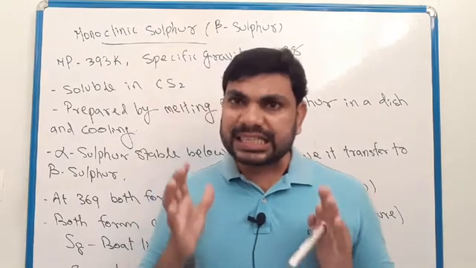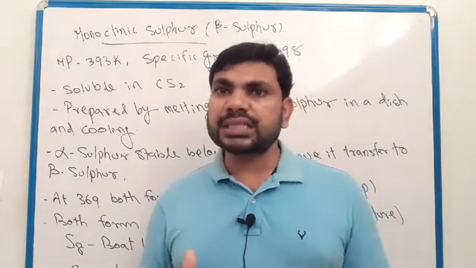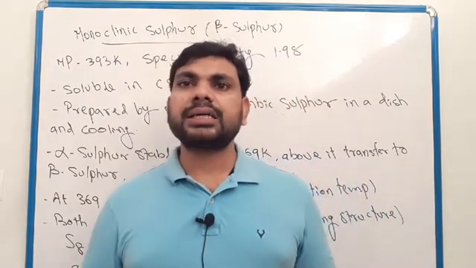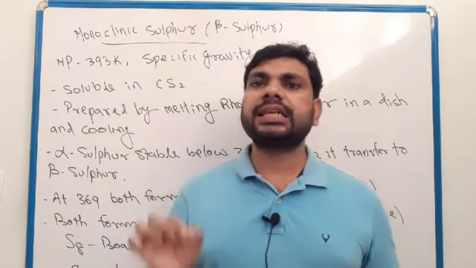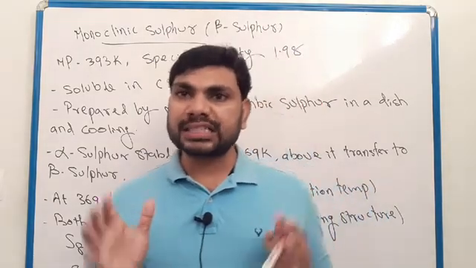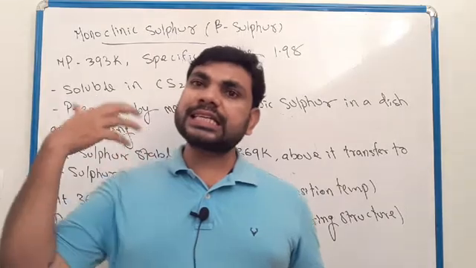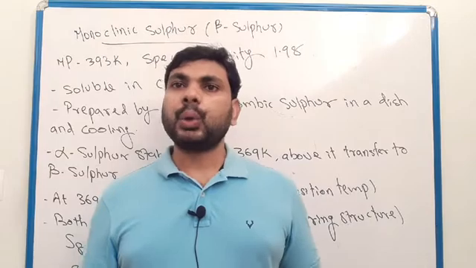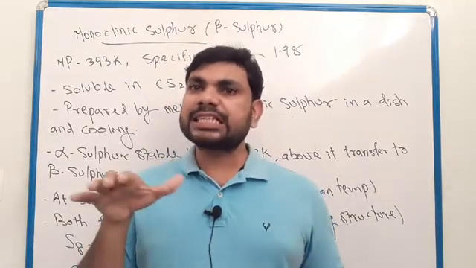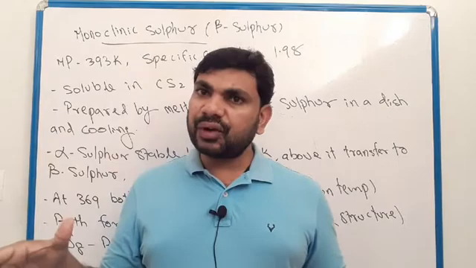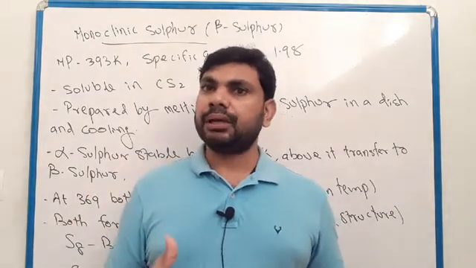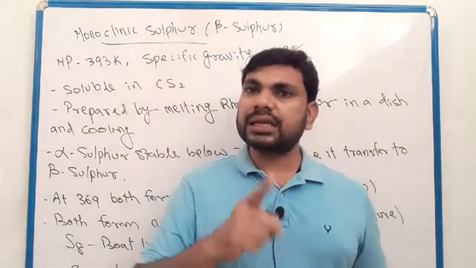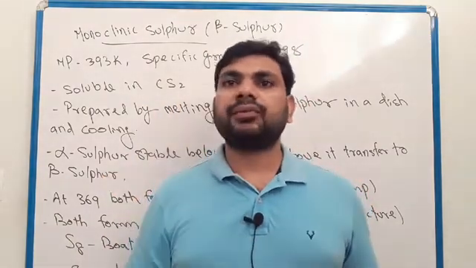At 369 Kelvin, both alpha sulfur and beta sulfur are stable. But when you increase the temperature above 369 Kelvin, alpha sulfur will change to beta sulfur.